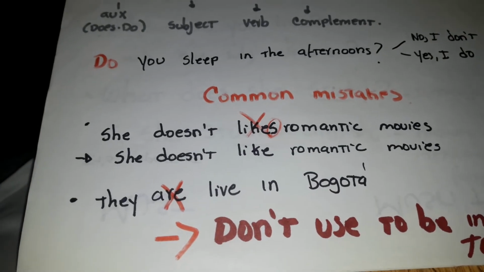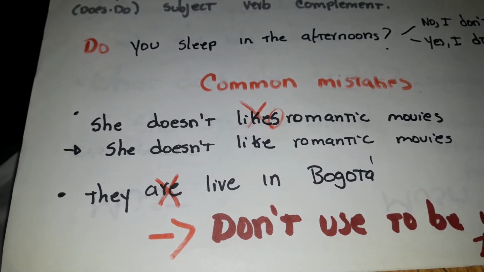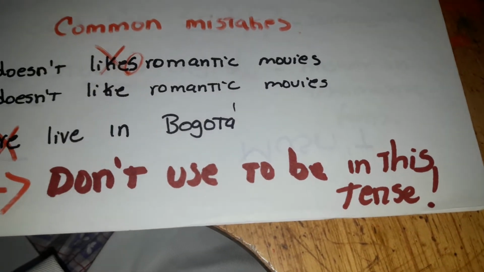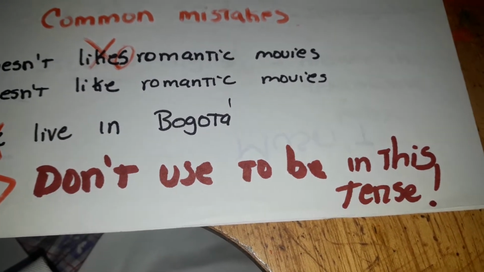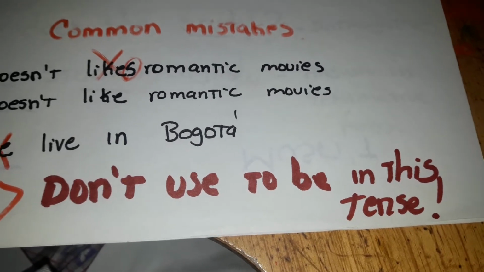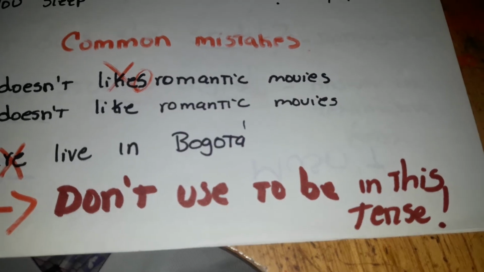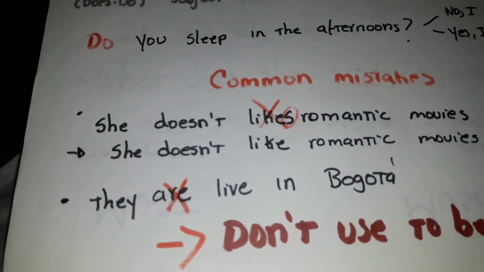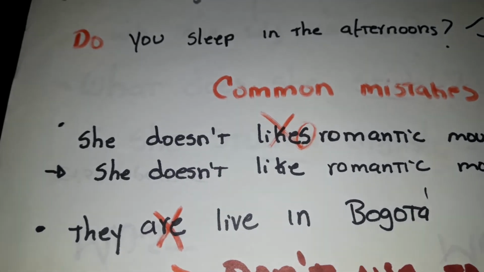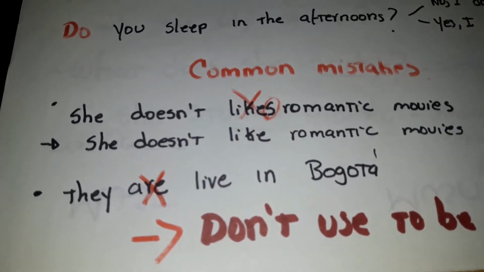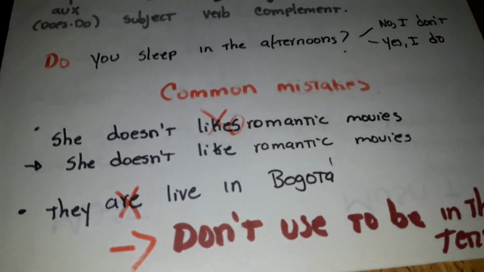Another common mistake. They are live in Bogota. Pay attention to this. Don't use to be in this tense. Please, it's important. Never, never use to be when you talk in simple present. To be is another verb. Not, they are live in Bogota. The correct form is, they live in Bogota. Don't use to be. Pay attention.